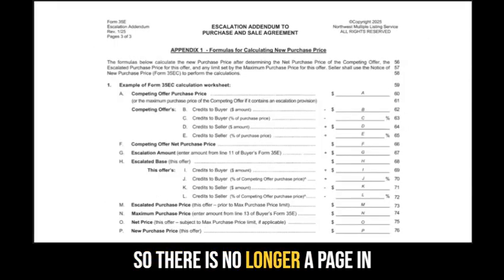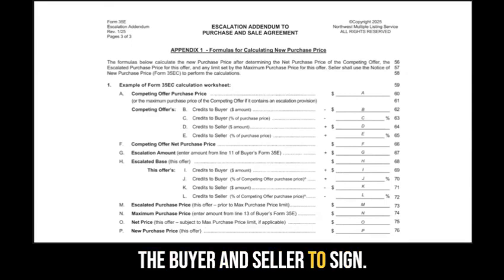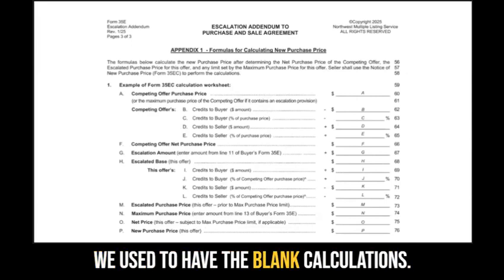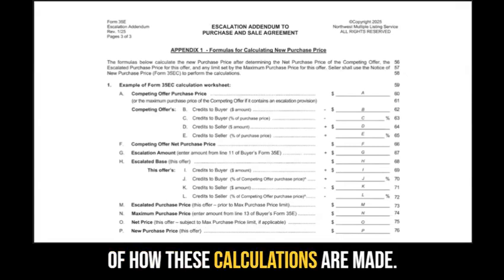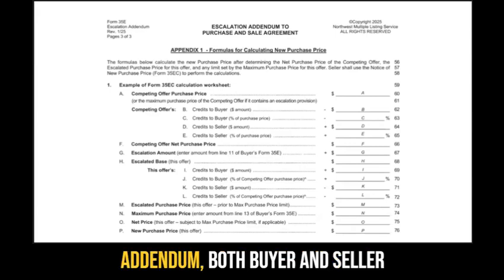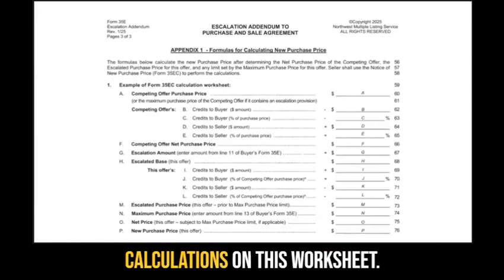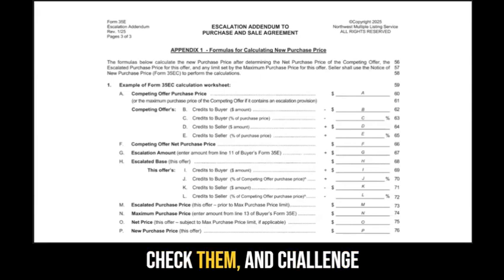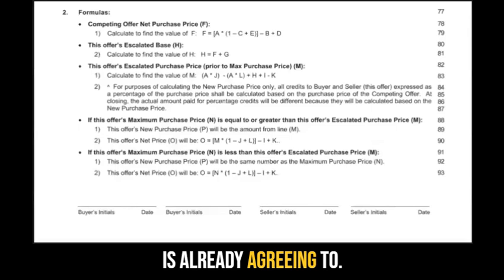So there is no longer a page in this escalation addendum for the buyer and seller to sign. We used to have the blank calculations. There is now a detailed worksheet of how these calculations are made. By signing the escalation addendum, both buyer and seller are in agreement to abide by the calculations on this worksheet. Now, there is a chance to check them and challenge them if they are incorrect, but this is what the buyer is already agreeing to.